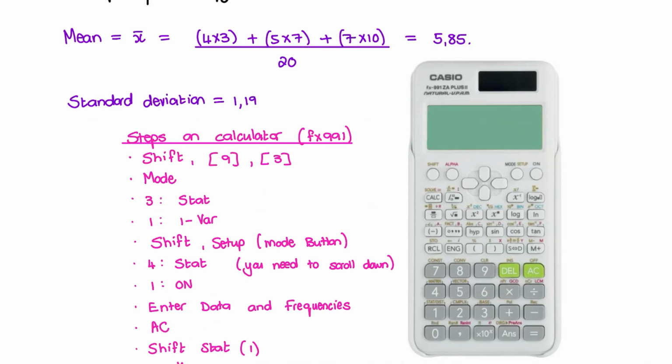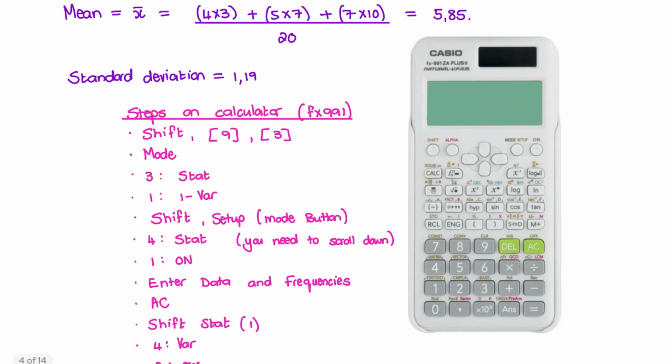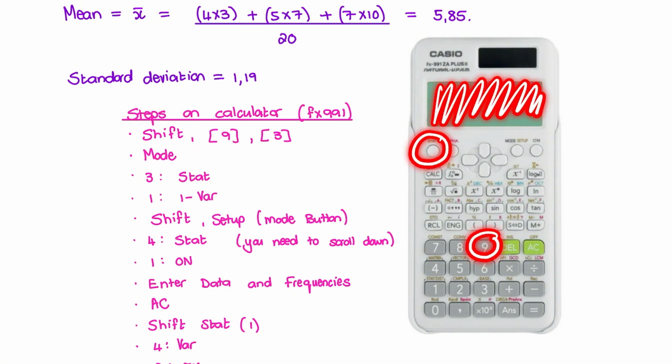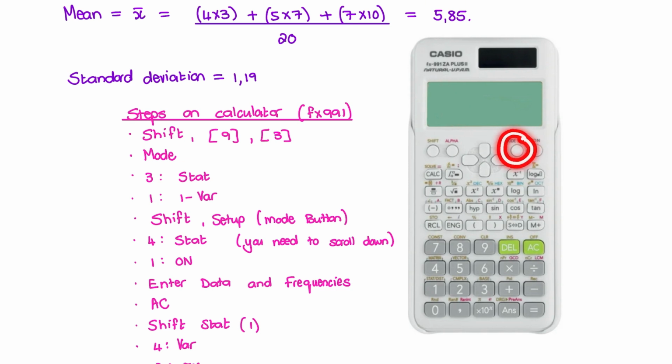Now for standard deviation, I'll show you the steps on the white Casio calculator. So first what we want to do is we press Shift and then 9. This clears the calculator's memory. Then we select Mode, and a few options will pop up on the screen, and you press the option that says Stat. So for this calculator, it's the third option, so you press 3. Then a new menu will open up, and you're looking for the part that says 1-Var. So on this calculator, it's the first option, and you select that.